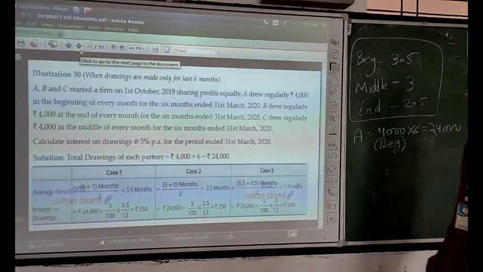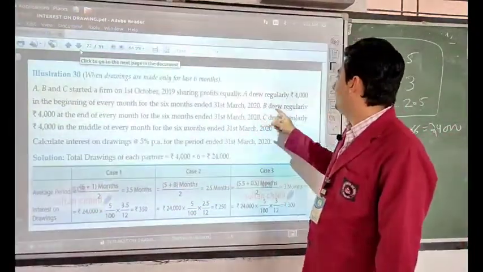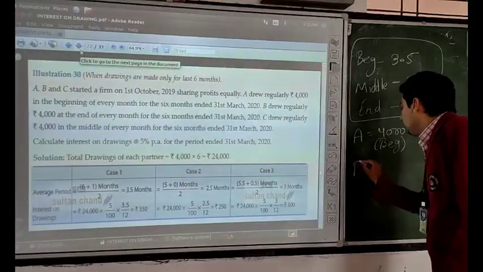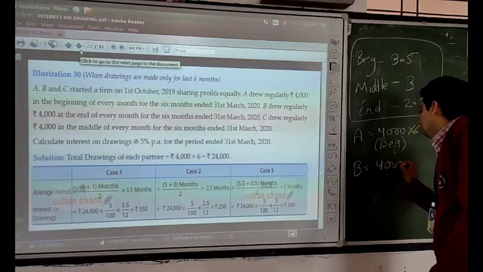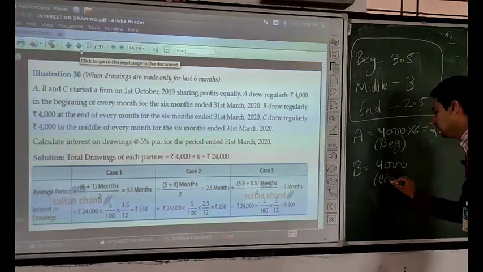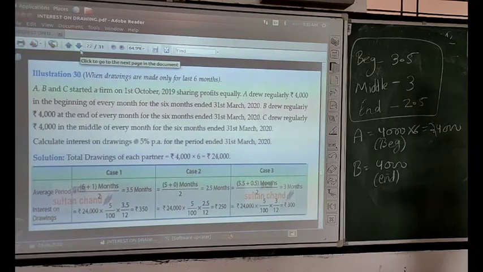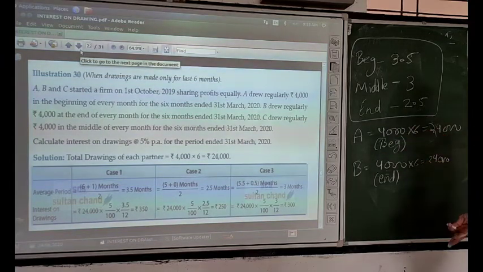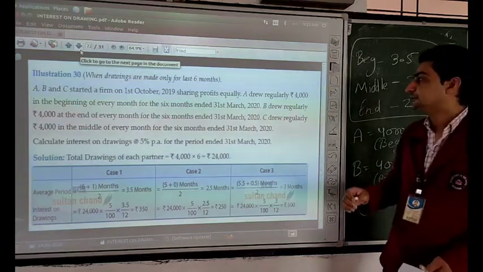Okay students, now next it says, B withdraws regularly 4,000 at the end of each month. B is withdrawing the same amount, 4,000, but at the end of each month. So again 4 into 6, total drawing will be the same 24,000, but the average period of time will be changed because he is withdrawing at the end.